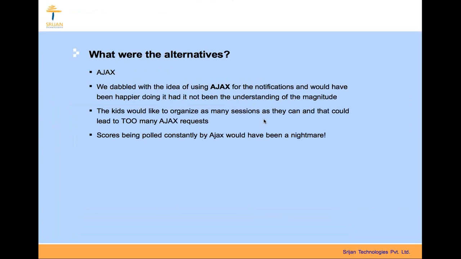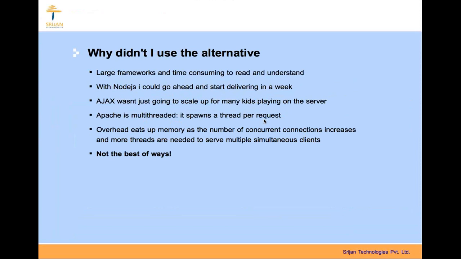So why didn't I use these alternatives? As I mentioned, Ruby on Rails was a large framework and time consuming to read and understand. With Node.js, I could really go ahead and start delivering in a week. We understood the implications, we understood how it was going to be integrated with Drupal, and we were ready to start delivering in a week. We took some time in testing, but really understanding Node.js was not a big problem.